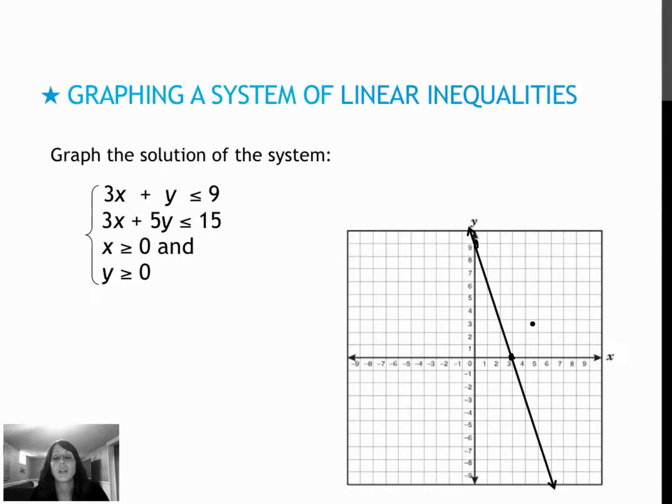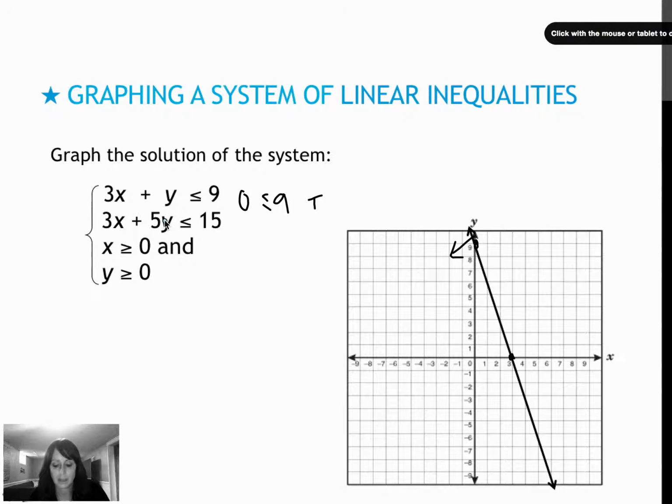Now, if I used a test point of 0, 0, I would get that 0 plus 0, which is 0, is less than or equal to 9. 0 is less than or equal to 9 is true. So on this one, I'm just going to draw an arrow in this direction because I know that this is the side that would be shaded.